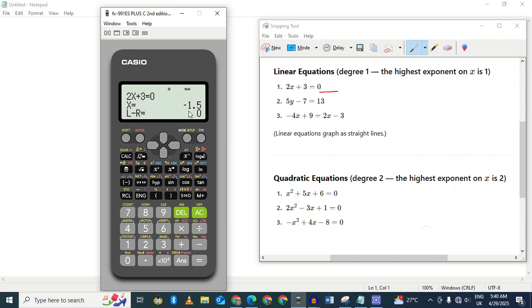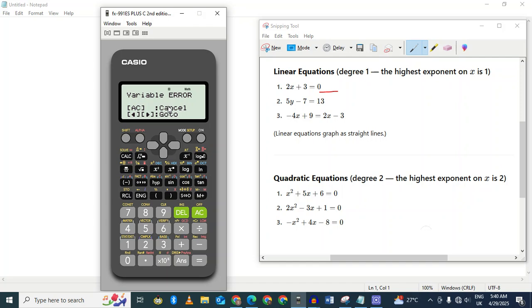So we can try the second equation also. To do that, I'll just clear this out and type the equation as it is. So here I'm going to have 5 alphabet y minus 7 equal to 13. The next thing to do is shift calculate. You can see that it threw a variable error.